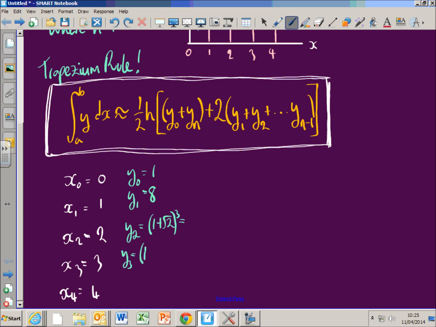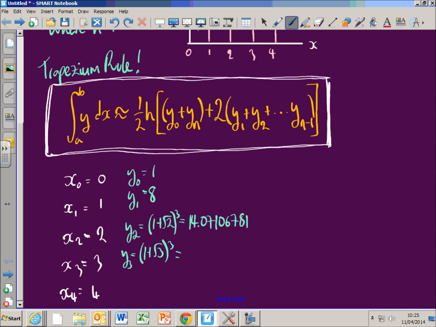Let's just put this one in. Have you got the whole calculator display? So write it all down. 14.07106781. That's fine.